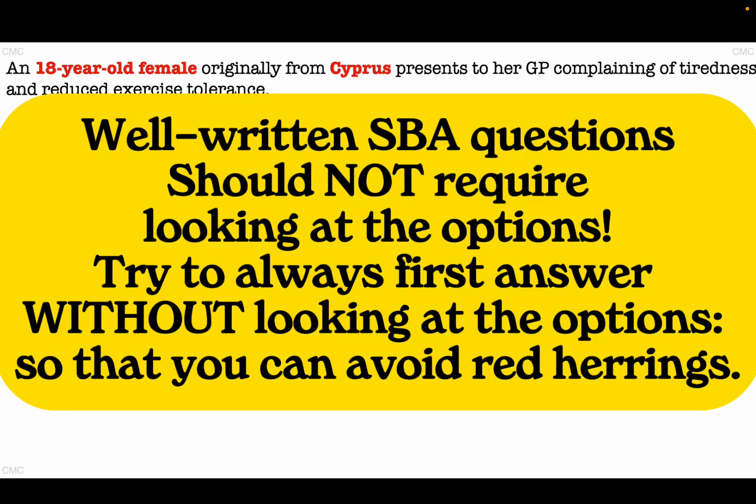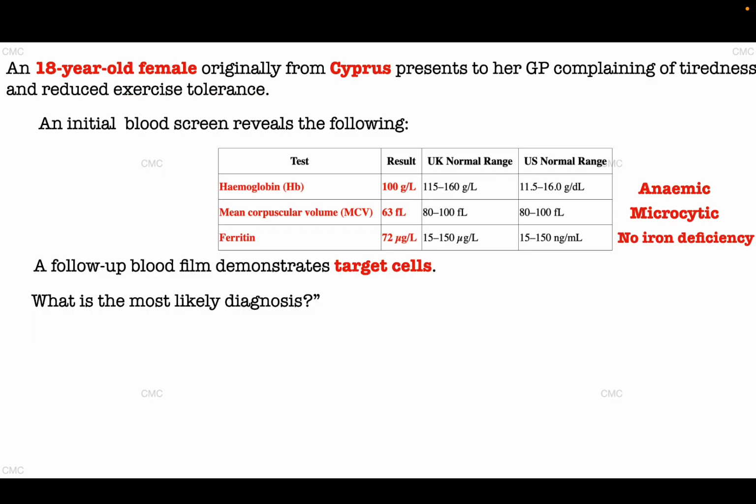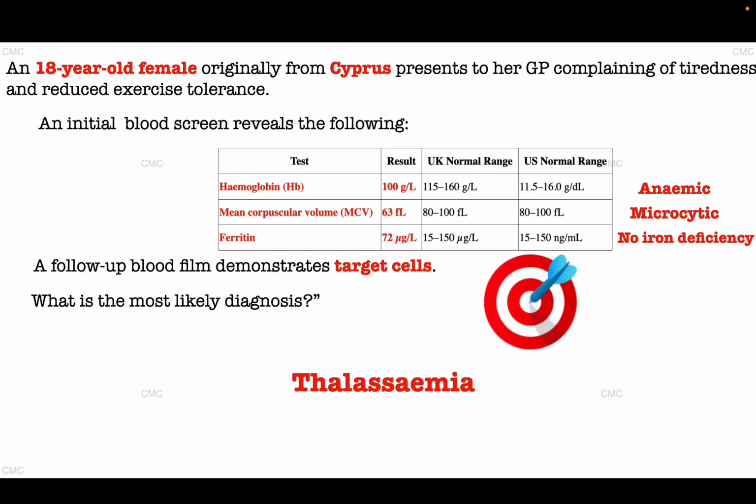If an SBA question is well written, you should never need to look at the options. You should be able to tell the answer without needing options. And you should try this with every question. And if you know that thalassemia is a very common inherited genetic disorder in Mediterranean regions such as Cyprus, and that it typically presents with microcytic anemia with target cells on blood film, you would not need to look at options. Therefore, this is an excellent question.